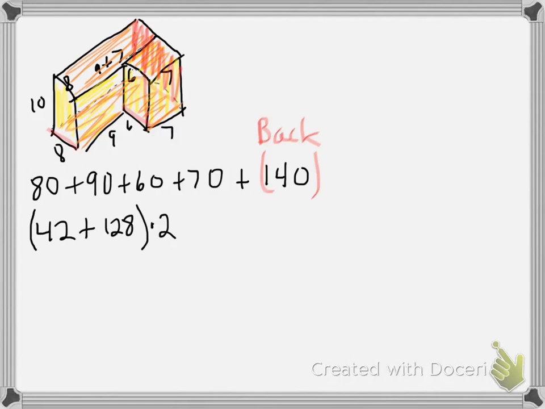And then the last one, I'll do it in green. You have this rectangle right here on the back. That rectangle is 10 high, and we already know it's 16 long. 9 plus 7 is 16. So it's going to be 16 times 10, which is 160. That would be the left side.